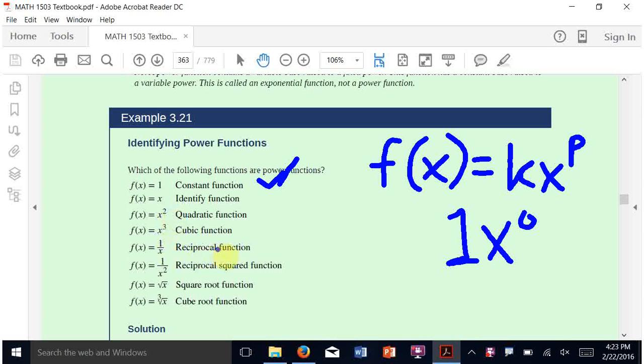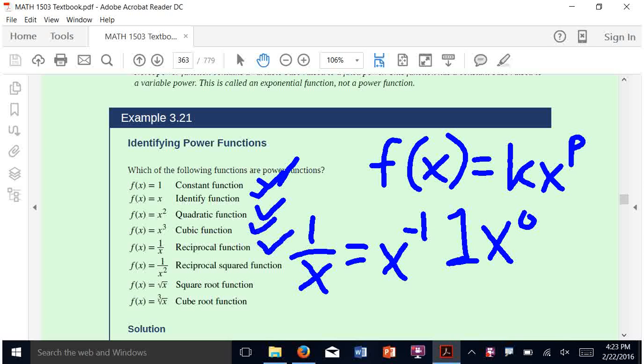Okay, how about reciprocal? Well, here, 1 over x, that's the same thing as x to the negative 1. And is negative 1 a real number? Yes. So far, check, check, check, check. 1 over x squared would be x to the negative 2. Is negative 2 a real number?